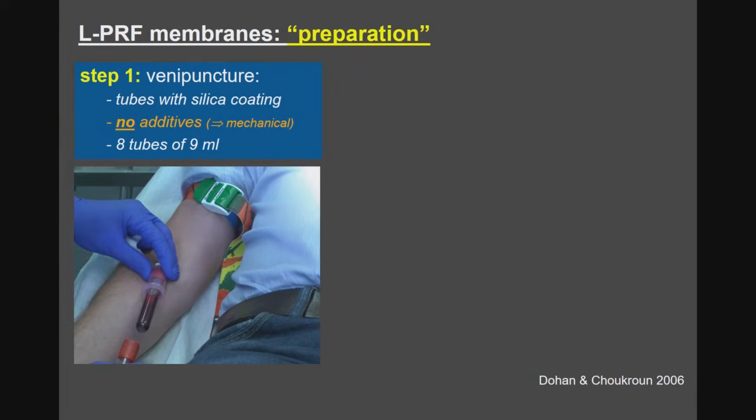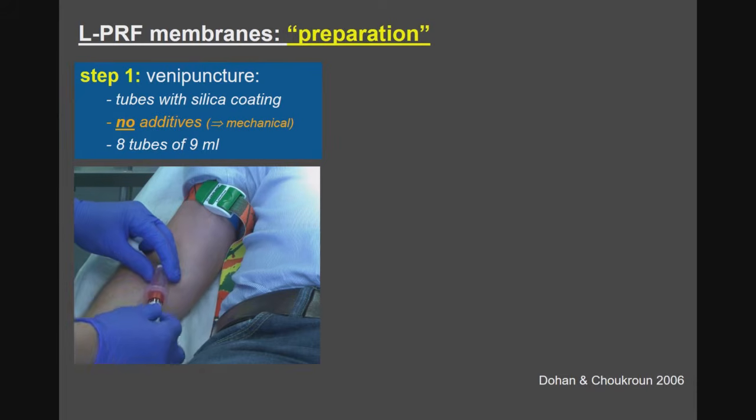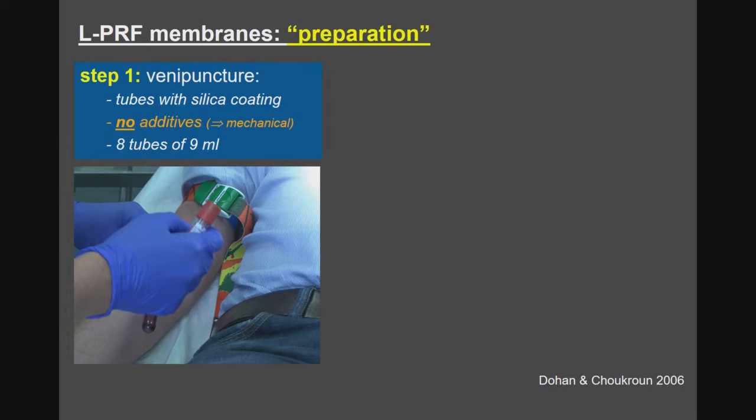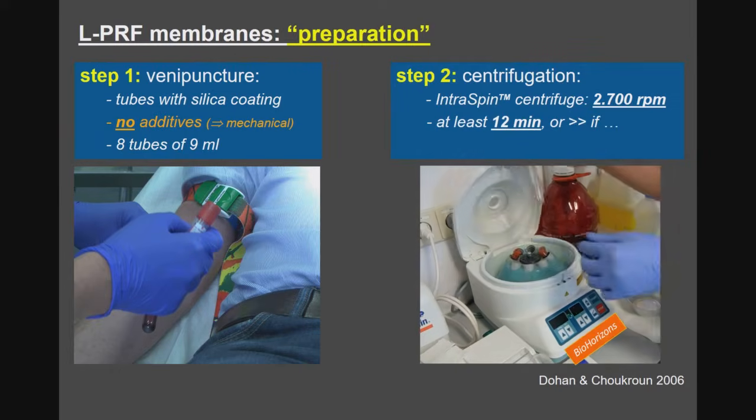And, dear friends, keep in mind, there are no additives in the tubes. So we are not going to change the composition chemically of the blood of the patient. We just perform a mechanical manipulation. Often we take 8 tubes of 9 ml and sometimes even 16 tubes. And this is not really an issue for the patient.